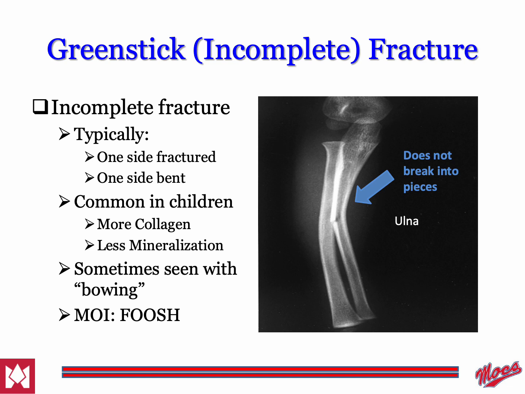Now, the mechanism of injury with a green stick fracture is from falling on an outstretched hand. So, if you ever see the acronym FOOSH, that simply means falling on an outstretched hand.